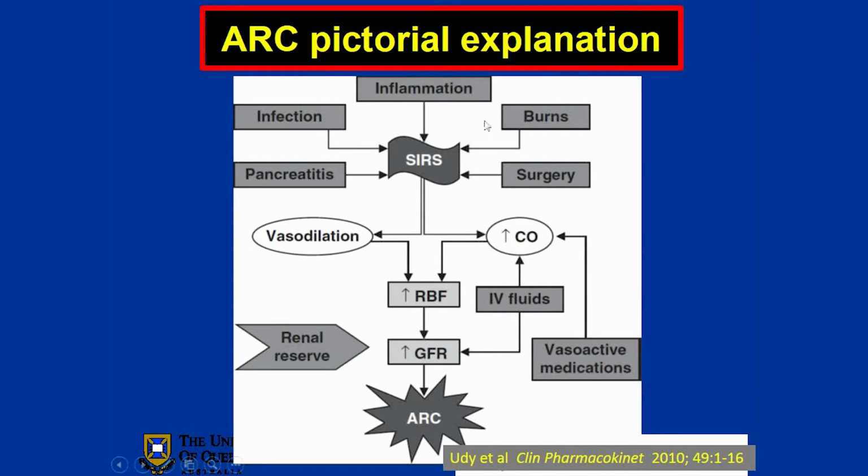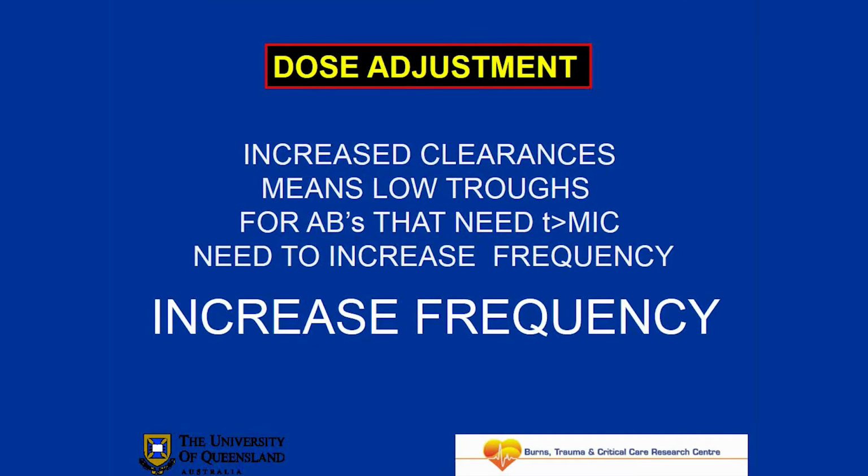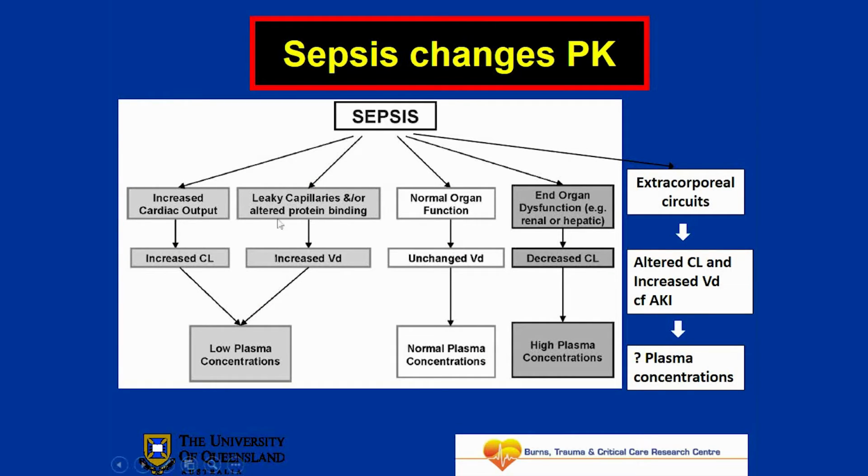And there are reasons for that. I don't want to go into it too much, but the physiological reasons of an inflammatory response, increasing your cardiac output, your tissues say, hang on, I'm sick, I want more blood supply. It's a teleological response. If you have this increased phenomenon of inflammation and increased blood flow, and your kidneys are normal, increased cardiac output, normal kidneys, increased renal blood flow. Increased renal blood flow, increased creatinine clearance and augmented renal clearance. It teleologically works. So you've got to increase your frequency if you need time above MIC. Now that's that part of the equation.